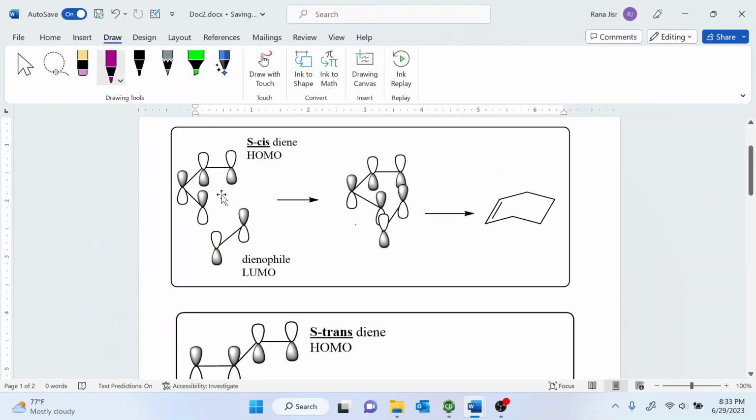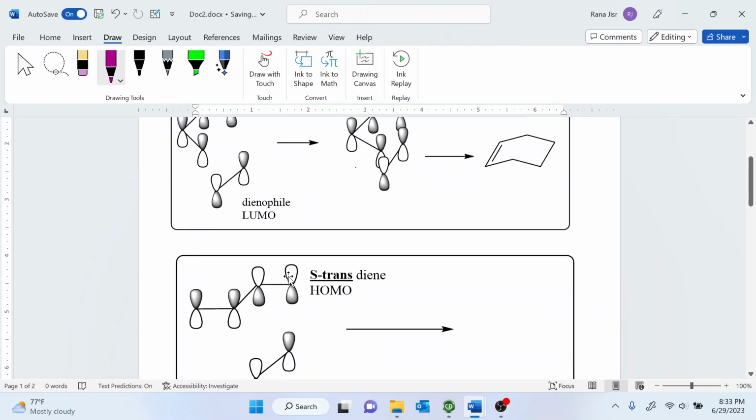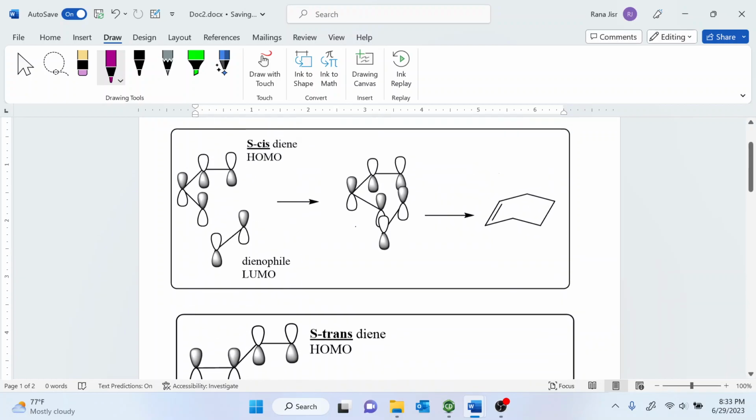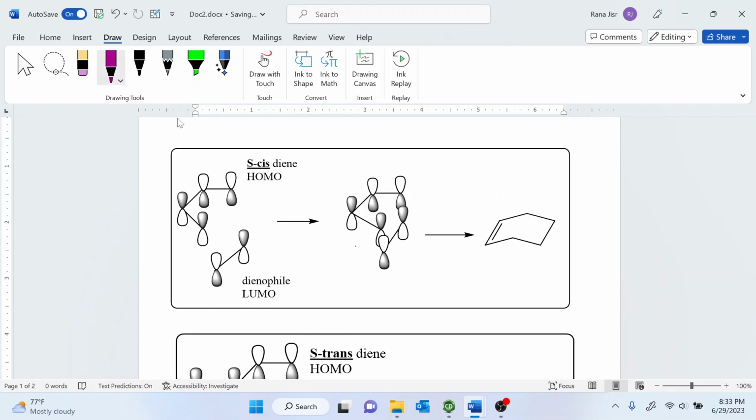So let's go ahead and explain why the dienes need to be in an S-cis conformation and not in an S-trans conformation. So we said that dienes are going to be our nucleophiles. If they are going to be our nucleophiles, then we need to pick the highest occupied molecular orbital for those dienes because it's this orbital that is filled with electrons, since the nucleophile needs to be our electron source.